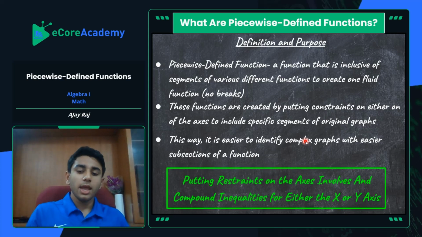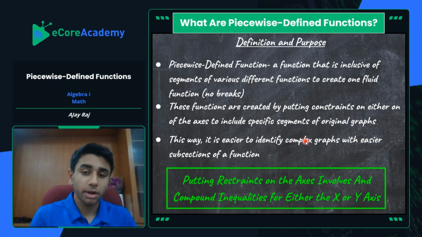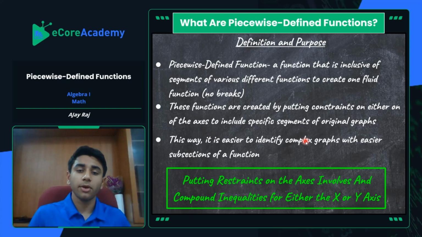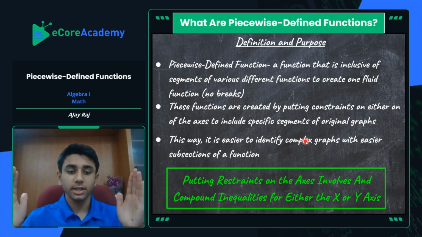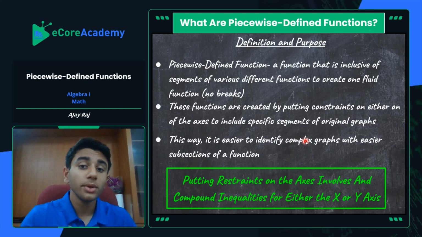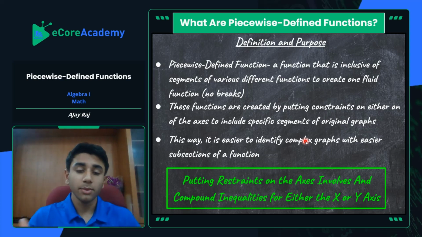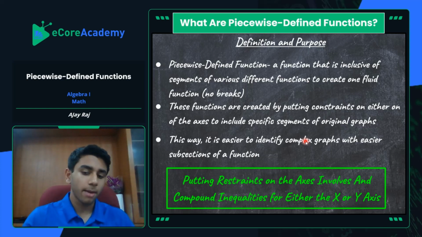And putting restraints on the axes involves "and" compound inequalities. If you recall our "and" compound inequalities, you take your variable and then you put it in terms of two other constraints. It's essentially comparing a number and where exactly it lies in between. Say, for example, 2 is less than x is less than or equal to 3. That means x will be within 2 and 3. So that's your basic "and" compound inequality.